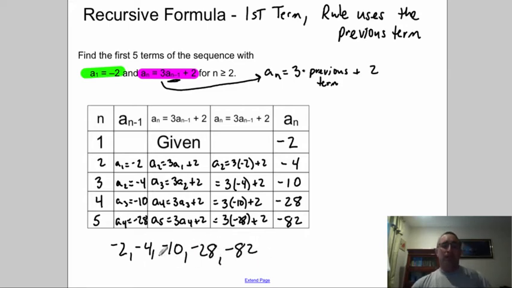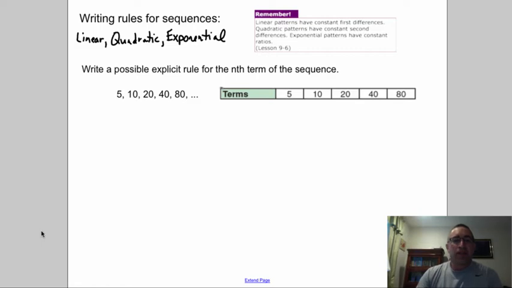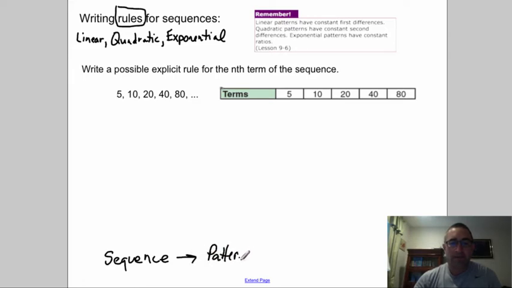There we go. Negative 2, comma negative 4, comma negative 10, comma negative 28, comma negative 82. Alright, moving on. Now, the last two examples, we're going to kind of play Jeopardy and work backwards. We're going to actually have the sequence, and we're going to try and find the rule. Okay? So we're going backwards. We're going to try to take the sequence and go backwards and actually find the pattern, or what I like to call the rule.